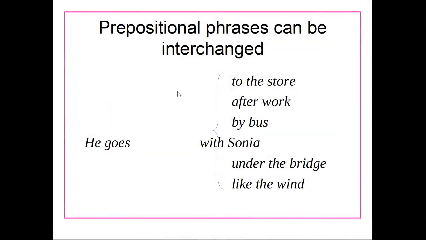Another way we can look at prepositional phrases as a unit or a consistent category is that they can be interchanged. So we can say he goes to the store, he goes after work, by bus, with Sonia, etc. We can interchange all these different prepositional phrases, and they all behave in the same way. So that shows that there is this unit that has similar behavior. So there's some kind of consistent thing going on there.